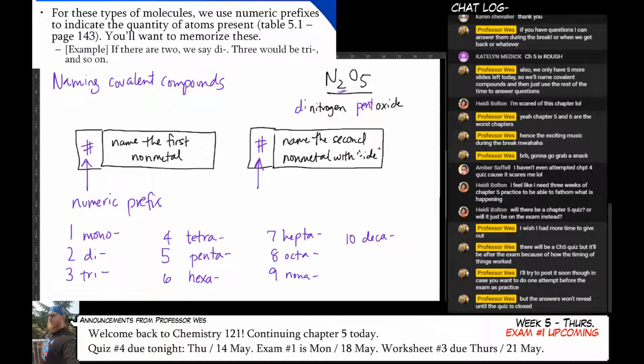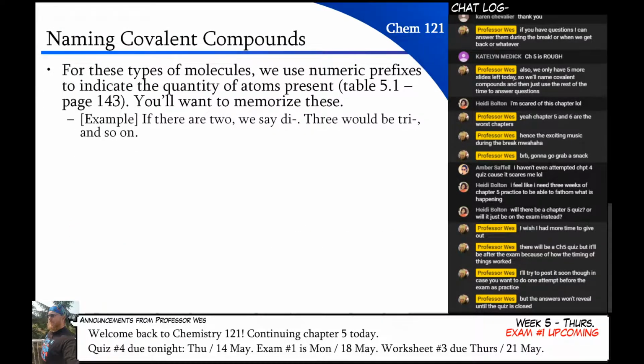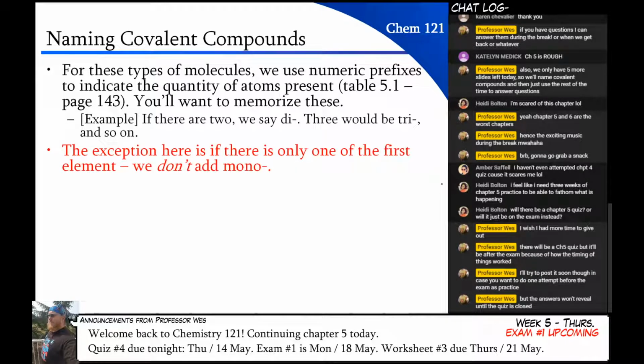All right. Now, of course, there are exceptions, because where would we be if there weren't exceptions? Here are the exceptions. So one of them is the spelling thing. There is a second exception. On the first element, if there's only one, you don't say mono. So, for example, if I had this substance, we would follow the same rules. And then there's one of each, so I would say mono-nitrogen monoxide. But I don't put mono for the first element. And so this is the proper name, nitrogen monoxide.